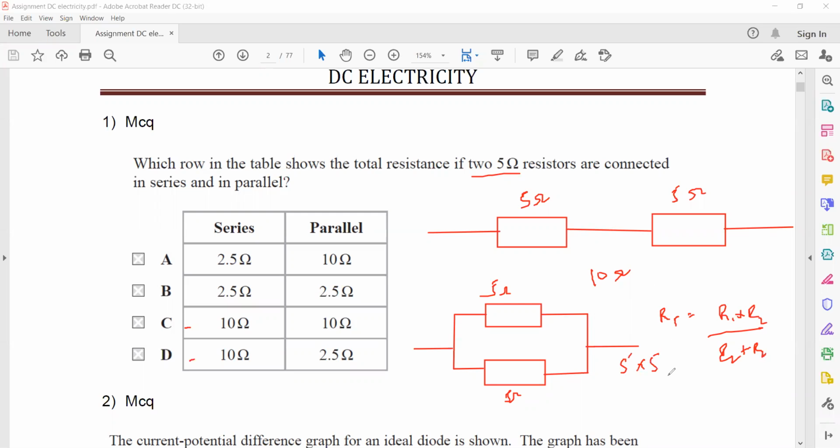So 5 multiplied by 5 divided by 5 plus 5. So 5 multiplied by 5, 25. And that divided by 10. So the result will be 2.5. So D is the right answer.